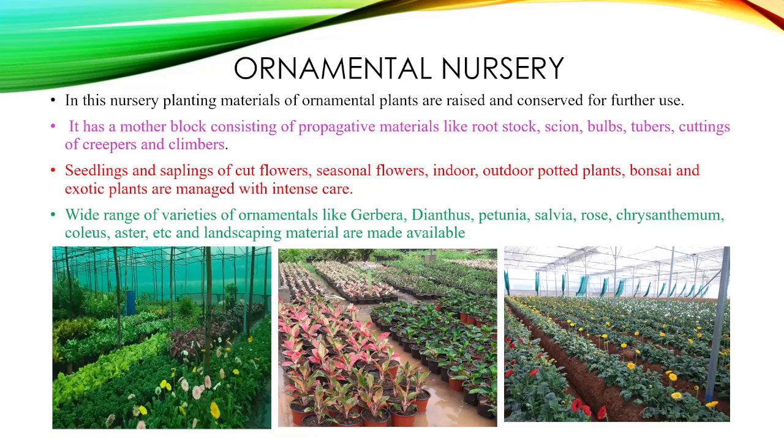Since exotic plants cannot withstand all types of environmental conditions, here in these ornamental nurseries, these plants are provided better care and management in the protected structures. Wide range of varieties of ornamentals like gerbera, dianthus, petunia, salvia, rose, chrysanthemum, coleus, aster, etc. and also landscaping material are made available in these ornamental nurseries. They are the source for the floriculture industry.